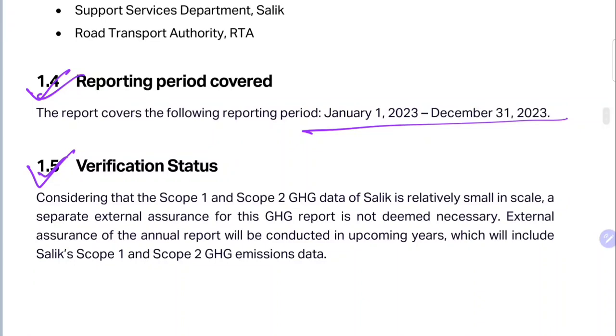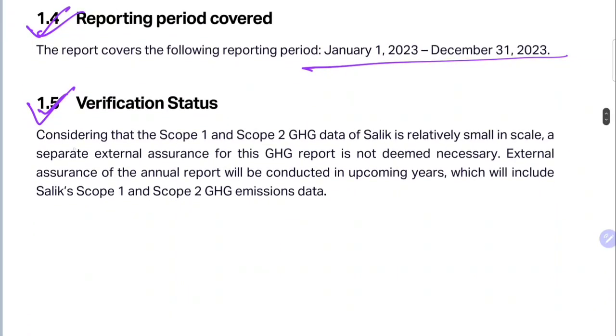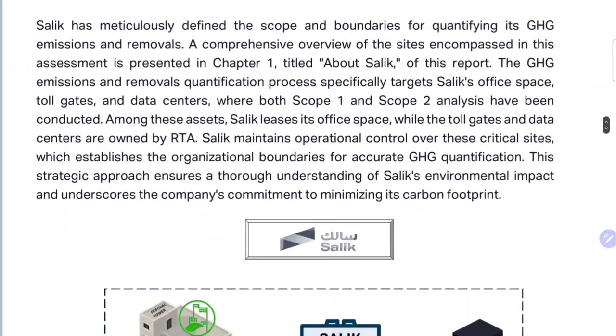Now the verification status, as we discussed earlier, considering that scope 1 and scope 2 GHG data of Salik is relatively small in scale, a separate external assurance for this report is not deemed necessary. Okay, so this is not done. External assurance of the annual report will be conducted in the upcoming year. So a clear statement is available there, which will include Salik's scope 1, 2 and GHG emission data.